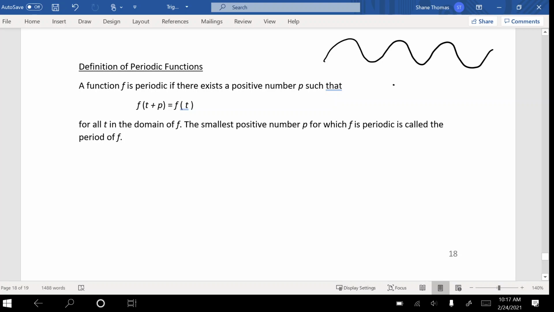All right. So a function is periodic if there exists a positive number p such that f of t plus p equals f of t, for all t in the domain of f. The smallest positive number p for which f is periodic is called the period. So we'll see more of that in the next chapter. The period is how long it takes for it to make one full revolution. So basically from here to here would be one period. I'm just giving you a flash into the future here.